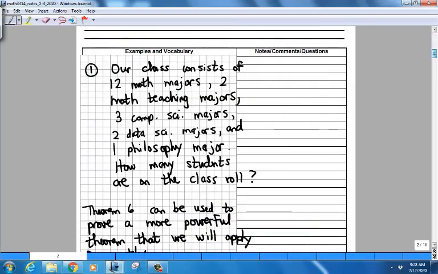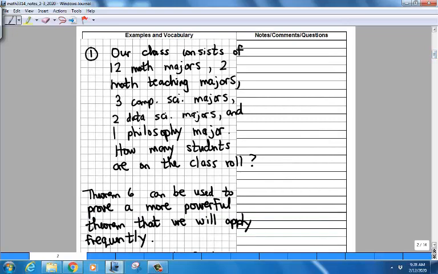let me show you. So we're going to go back to a problem that we answered earlier. Our class consists of 12 math majors, 2 math teaching majors, and so on, just like before. And I want to know how many students are on the class roll. All right, so obviously it's 20, right? But how do we apply that theorem to arrive at the answer of 20?